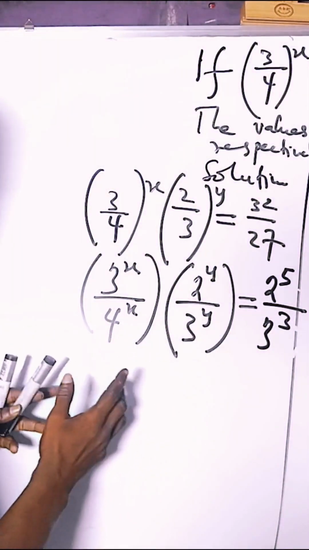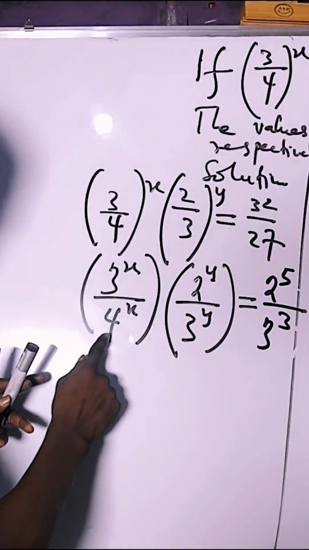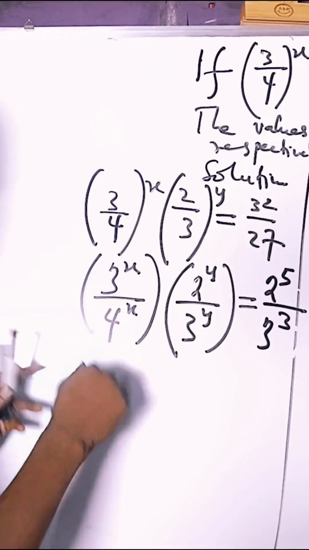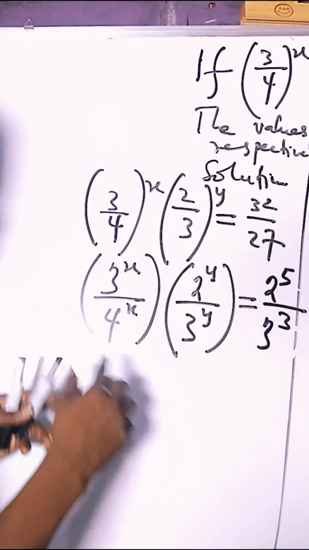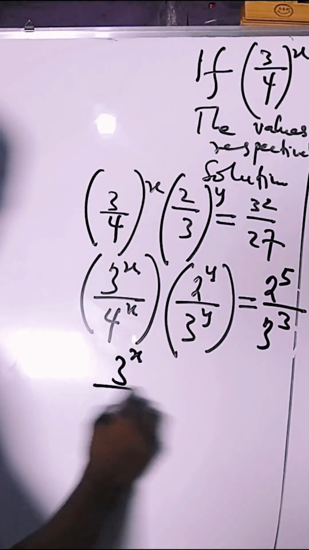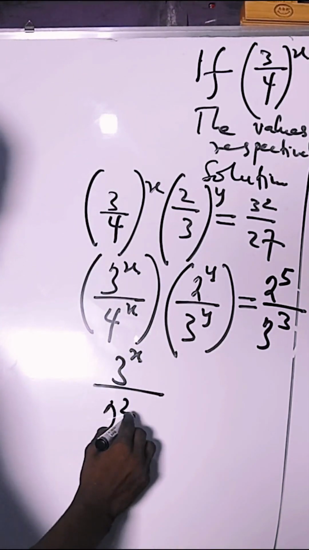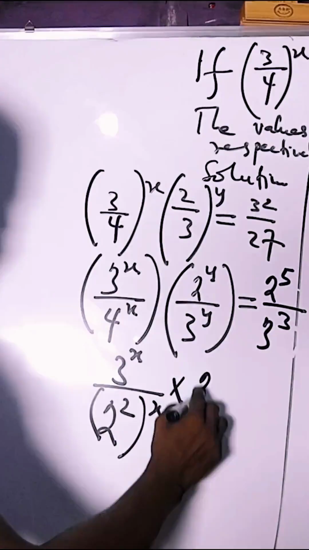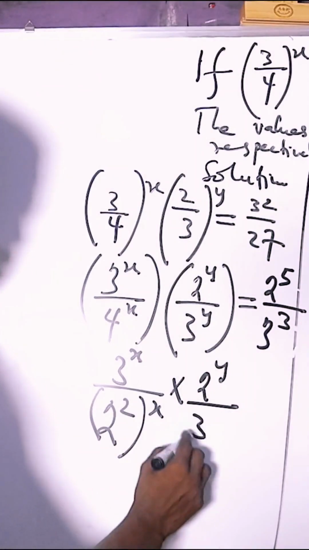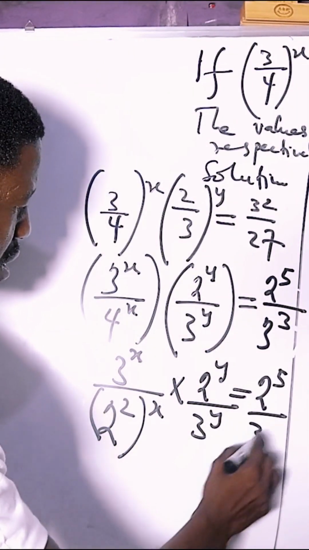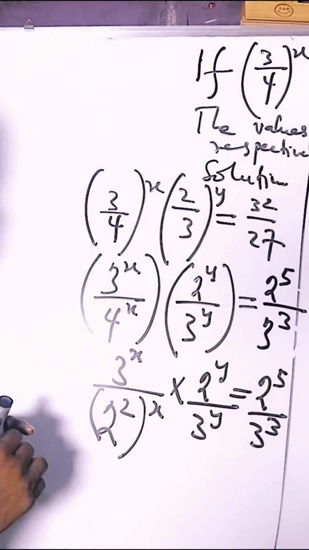The next line of action is to also break down the 4 here. Yes, 4 could be broken down so that it exists in its simplest form. What is 4? 4 is 2 raised to 2. So this expression becomes 3 raised to x over 2 raised to 2, which is 4, enclosed in a bracket raised to x, times 2 raised to y divided by 3 raised to y, all equals 2 raised to 5 divided by 3 raised to 3. So what do we do at this point in time?